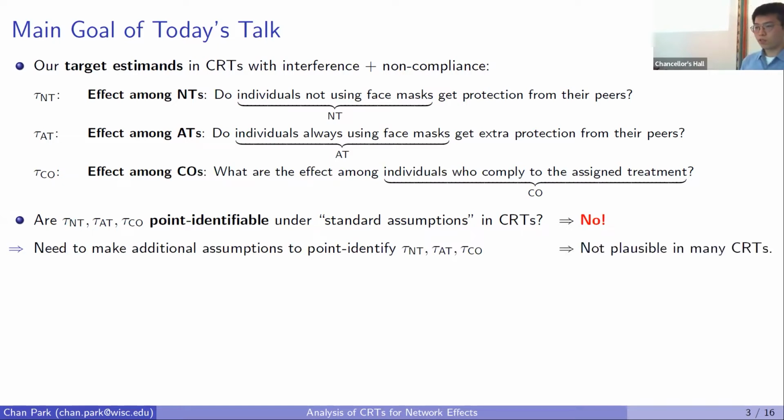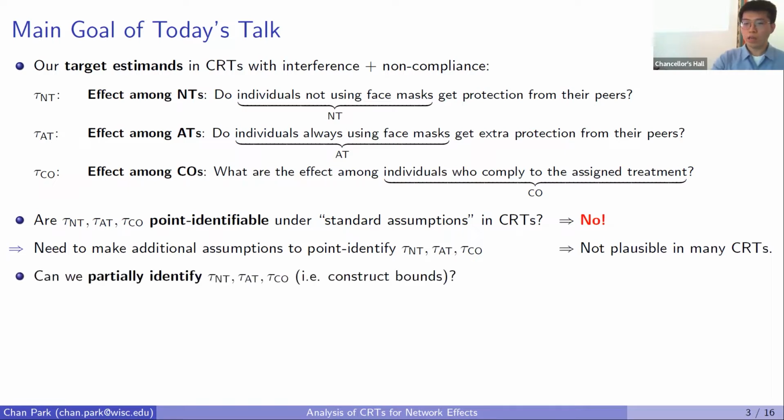However, these assumptions are not plausible in many CRTs, including the Hong Kong study. And we take a step back and set a more realistic goal. That is, can we partially identify these three effects by constructing bounds? And the answer is yes.